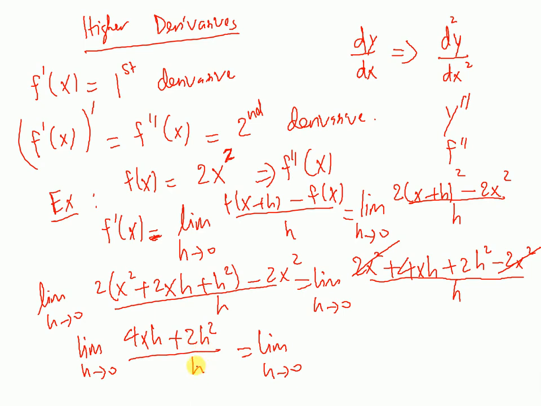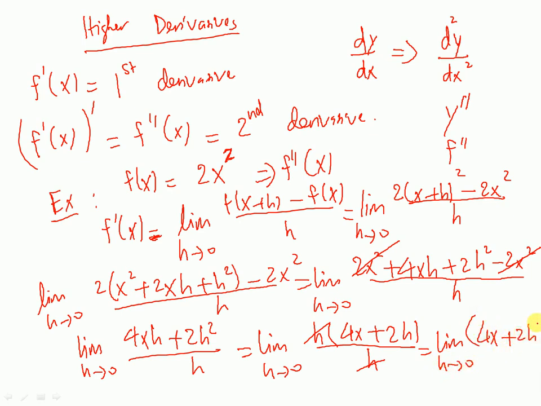We must try to cancel the h at the bottom so we can plug in h equal to 0 and we're not dividing by 0. Okay, so first try to factor out the h on the top, and if we do that, we have 4x plus 2h over h, and the h is gone here. So we have the limit when h goes to 0 of 4x plus 2h. Now we can plug in 0 for h, and this is gone, and you have 4x as your first derivative. So 4x is your first derivative.